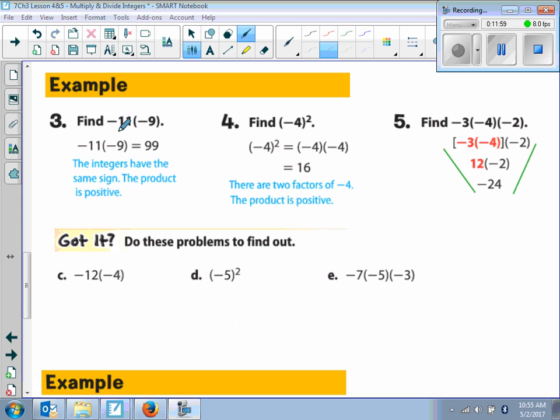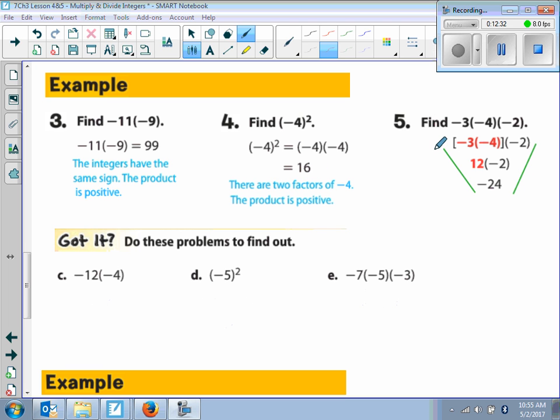Here are a couple examples. Now remember, we have same sign, the answer when we multiply, it's going to be positive. So negative 11 times negative 9, same sign, positive 99. Negative 4 squared. Okay. What does the exponent mean? Times itself, right? So it's going to be negative 4 times negative 4. So that's negative times a negative is a positive 16.